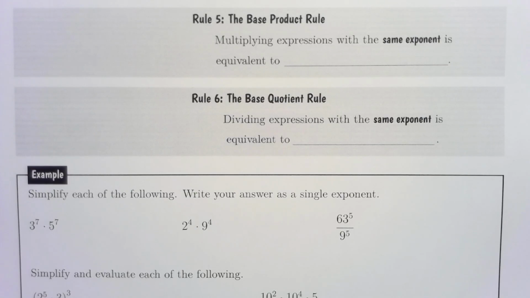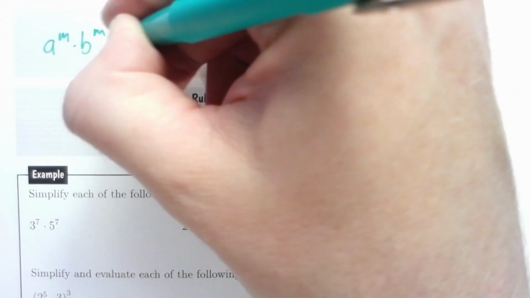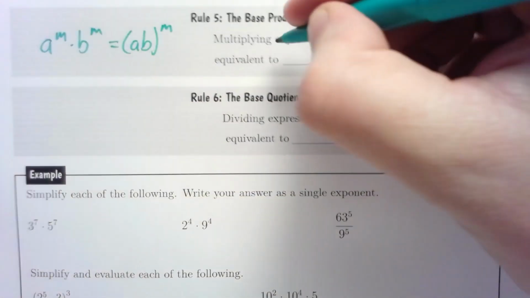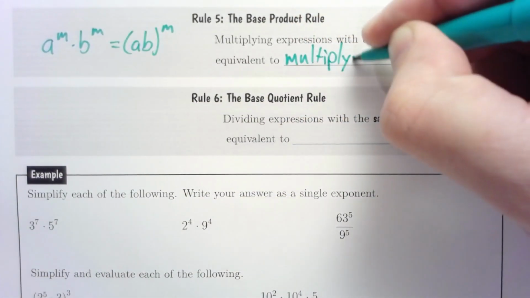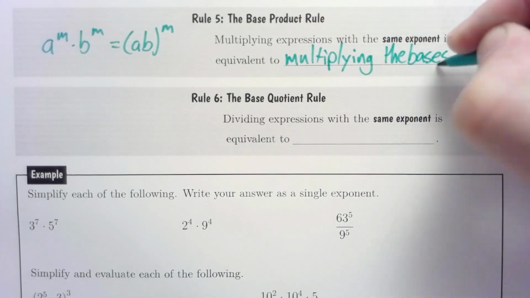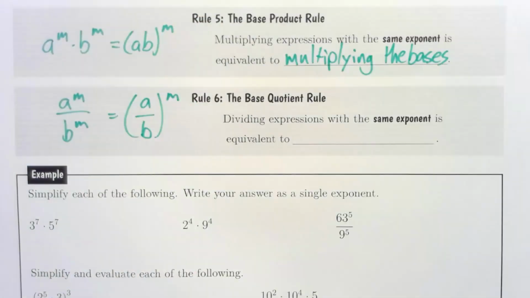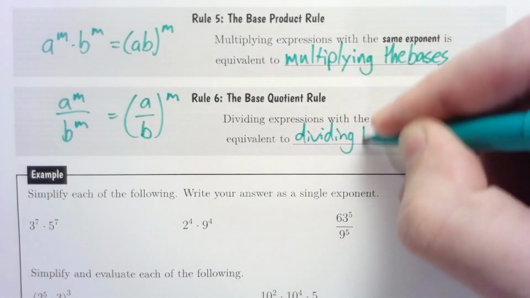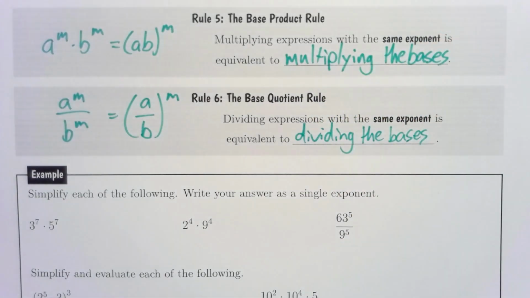Rule 5, the base product rule, says that multiplying expressions with the same exponent is equivalent to multiplying the bases. And Rule 6, the base quotient rule, says that dividing expressions with the same exponent is equivalent to dividing the bases. As always, let's look at some examples to illustrate how these work.